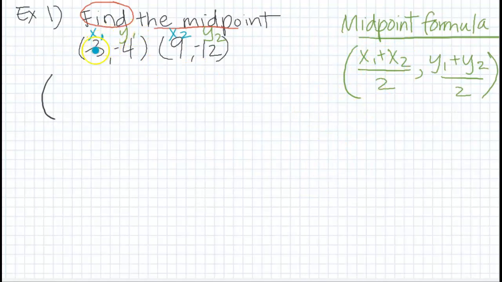So x1 is right here, -3, plus an x2 over here is 9. And I do need to divide that by 2 after solving. Getting into my green part of my midpoint, which goes with my y values, I'm going to take y1 plus y2 divided by 2. So y1 here is -4 plus, and y2 is -12. I am using the parentheses to show that this is -12. This does not mean multiplication.